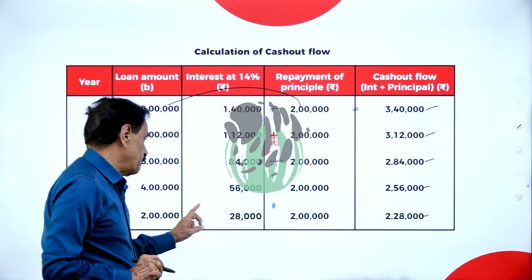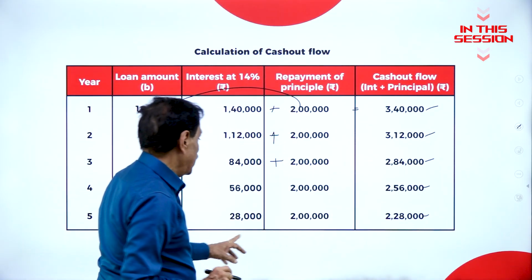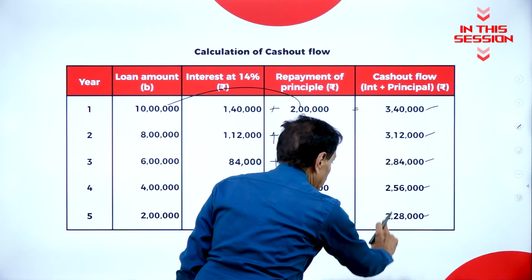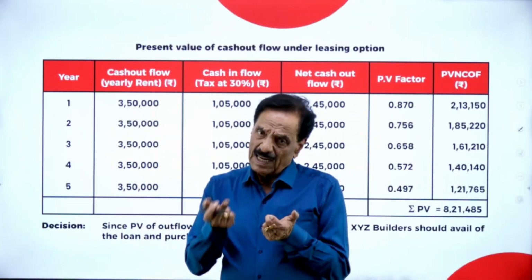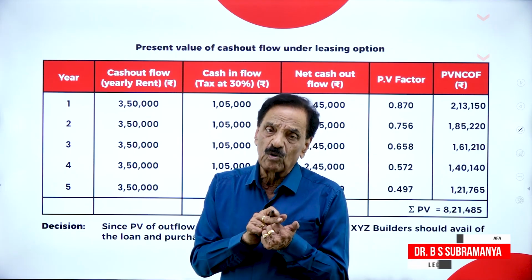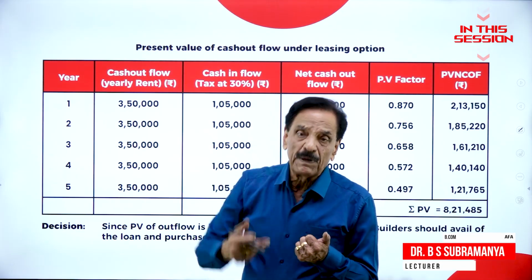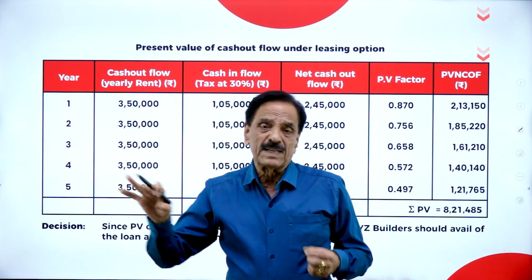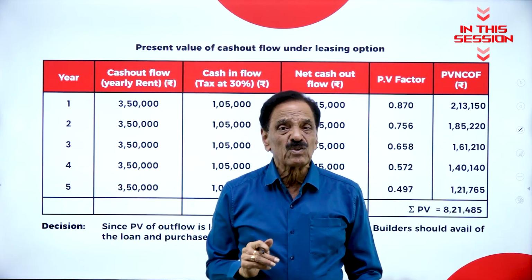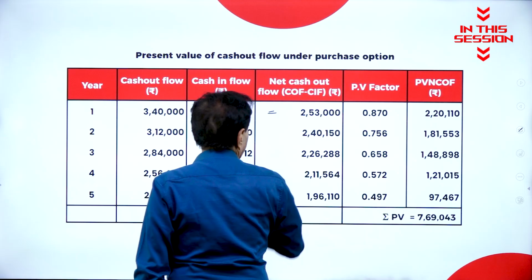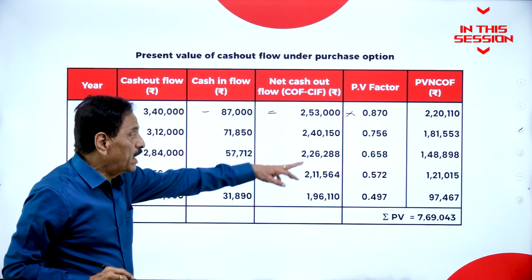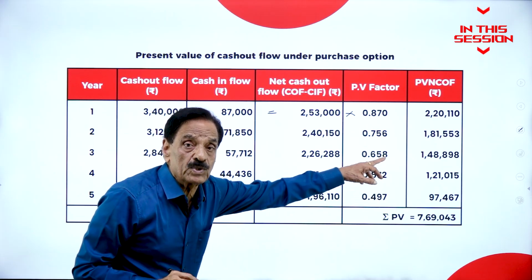Fifth year, 2 lakh plus 28,000 interest, 2 lakh 28,000. So this is your cash flow. Interest plus cash outflows are there. Cash inflow, net cash outflows, how much rental you are paying, installment. So cash outflow minus cash inflow, net cash flow multiplied by discount. Net cash flow is 2,53,000 multiplied by 0.870. It works out 2,20,110.